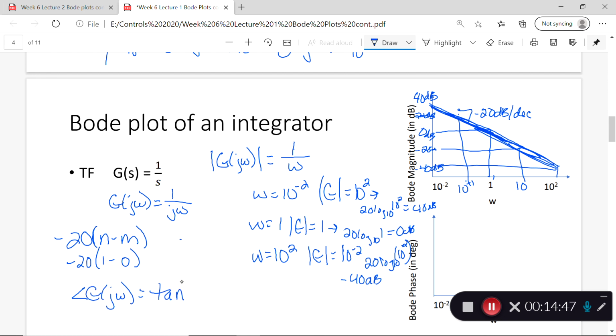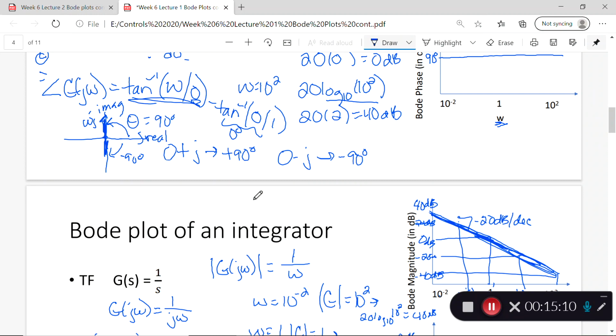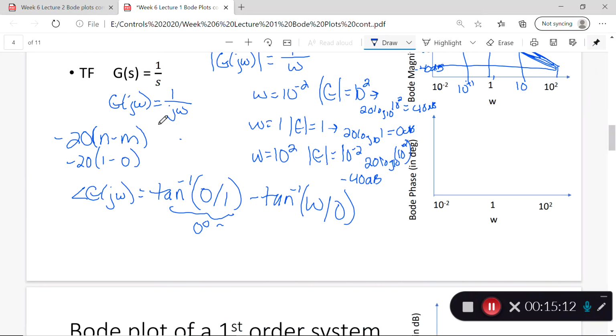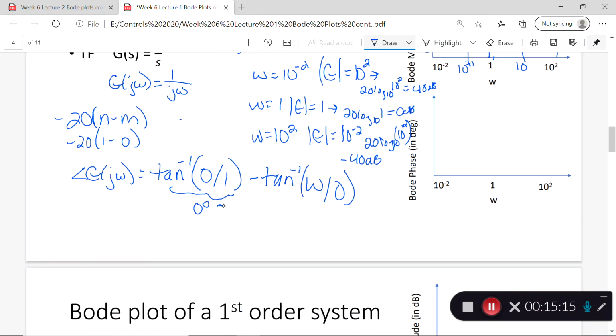To do that, I take the inverse tangent. My numerator has 0 imaginary, for 1, minus my inverse tangent in my denominator. I have omega as my imaginary component over 0 real. Inverse tangent of 0 is just 0, minus inverse tangent of, what did we say inverse tangent of omega over 0 was? Just did it up here. It's 90 degrees. Except here I'm subtracting it, so I'm really taking 0 minus 90 degrees. That gets me negative 90.